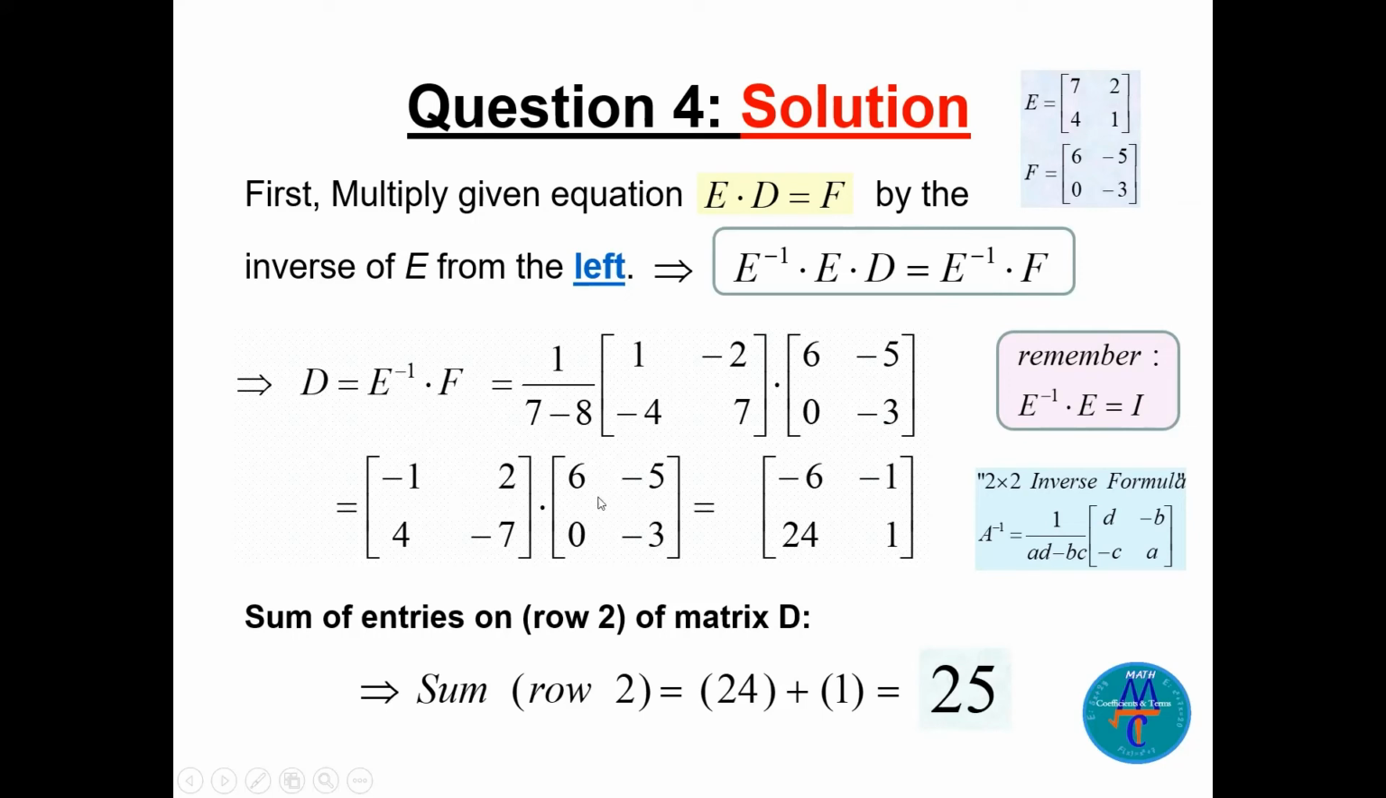Now you multiply these matrices. Remember, row by column, row by column. You get minus 6, minus 1, 24, 1. What do we need? This is D. Remember, this is matrix D. The sum of the entries on row 2, 24 and 1, you add, you get 25.